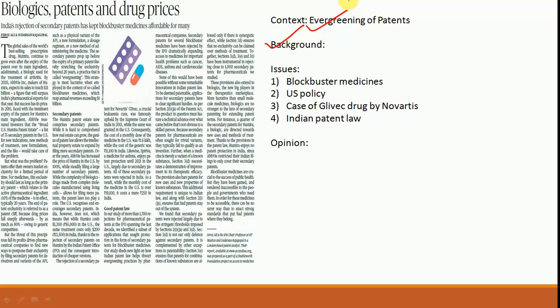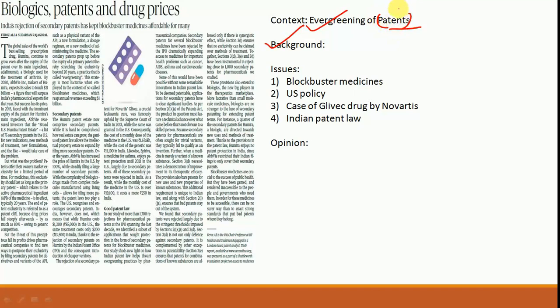Now whenever a new drug is going to be invented, indeed a lot of cost goes into the research and analysis, and to incentivize this research, it is vital that a patent is given. So the patent inherently is not something that is bad. Indeed, it is a progressive step and it should be given.